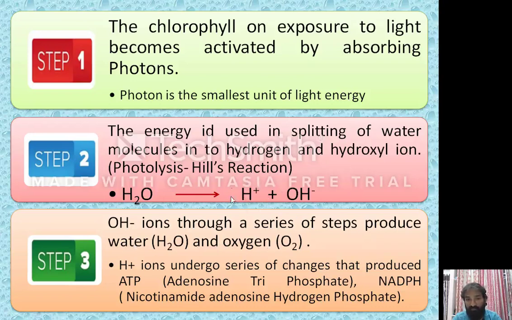What remains are only the hydrogen ions, and these hydrogen ions also undergo a series of changes that produce the assimilatory power, which is ATP plus NADPH. ATP is abbreviated from adenosine triphosphate, and NADPH is nicotinamide adenine dinucleotide phosphate, in its reduced form.